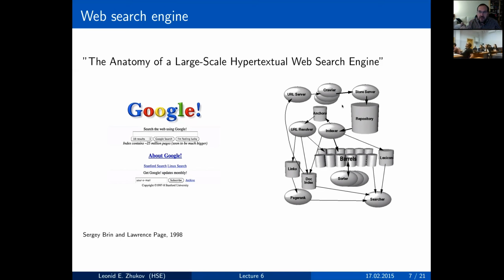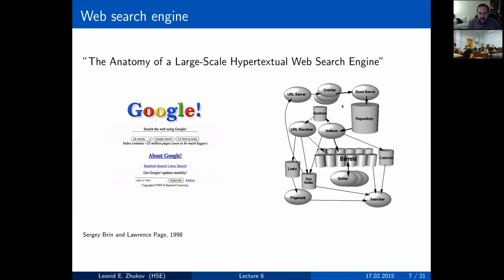And well, the legend is that this was due to the algorithm that Sergey and Larry introduced. And that algorithm was called PageRank. Well, it's an algorithm for ranking pages. It also has the last name of one of the inventors.